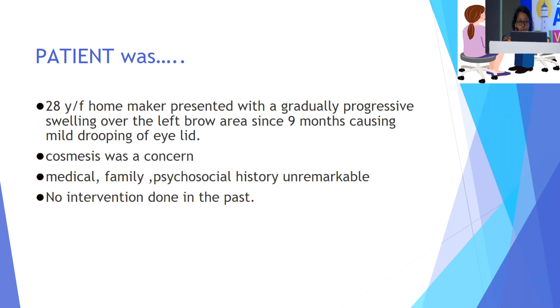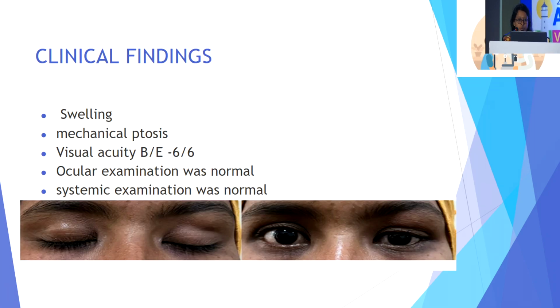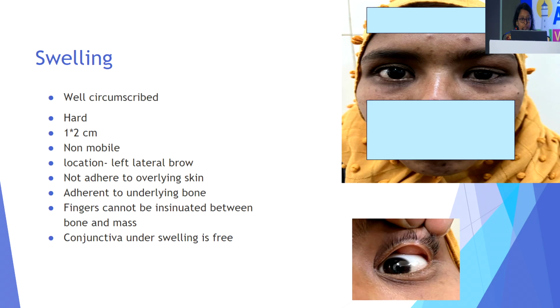She presented to us, and the medical, family, and psychosocial history was unremarkable. There was no intervention done in the past for the same, and no recurrence of the disease before. Clinically, apart from the swelling, the patient had mild mechanical ptosis, grade 1, and her visual acuity was normal. Her ocular and systemic examination, including extraocular movements, was normal, and there was no proptosis or enophthalmos.